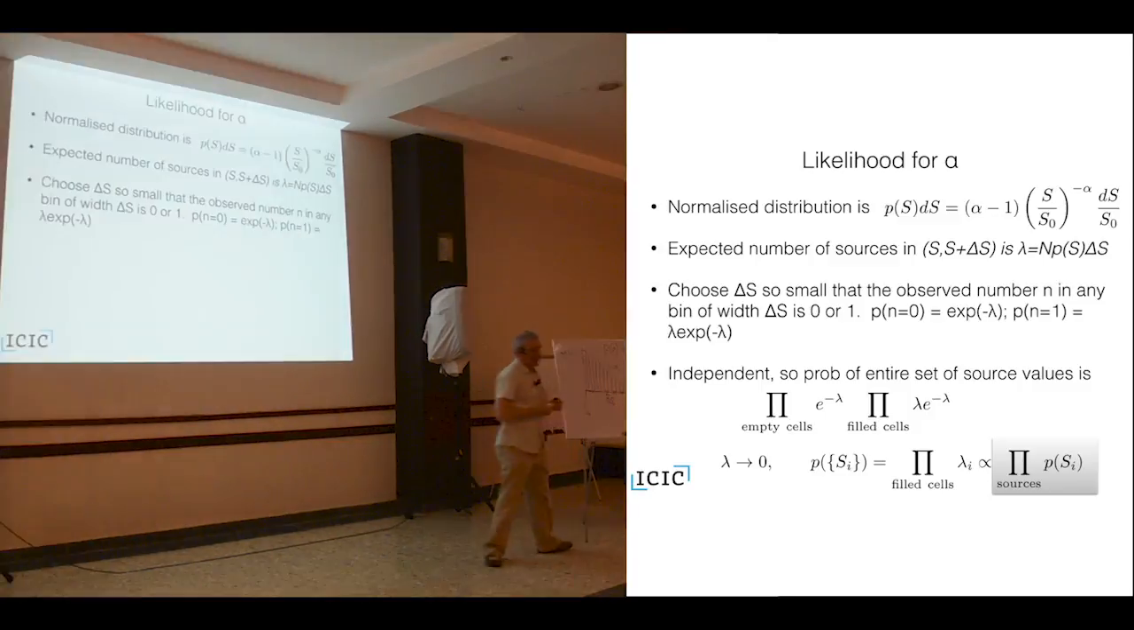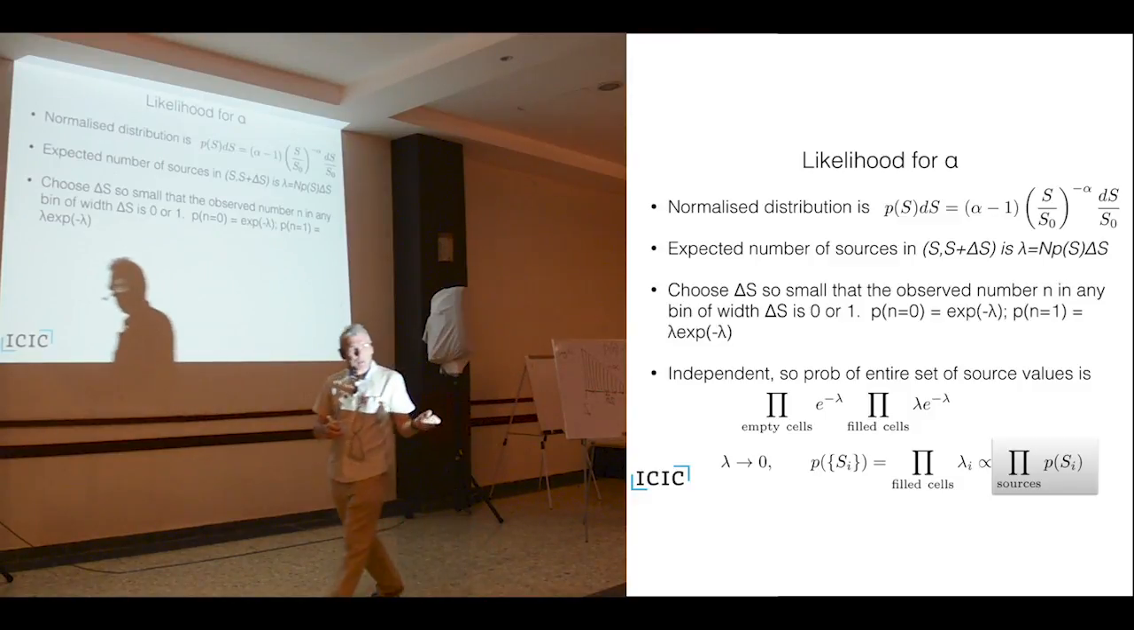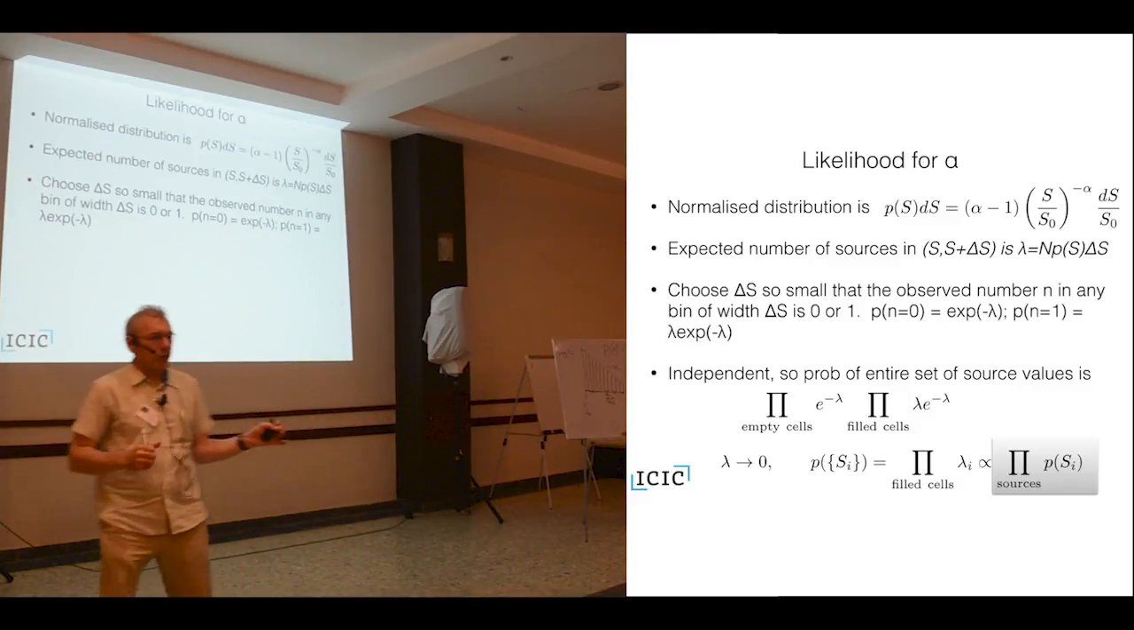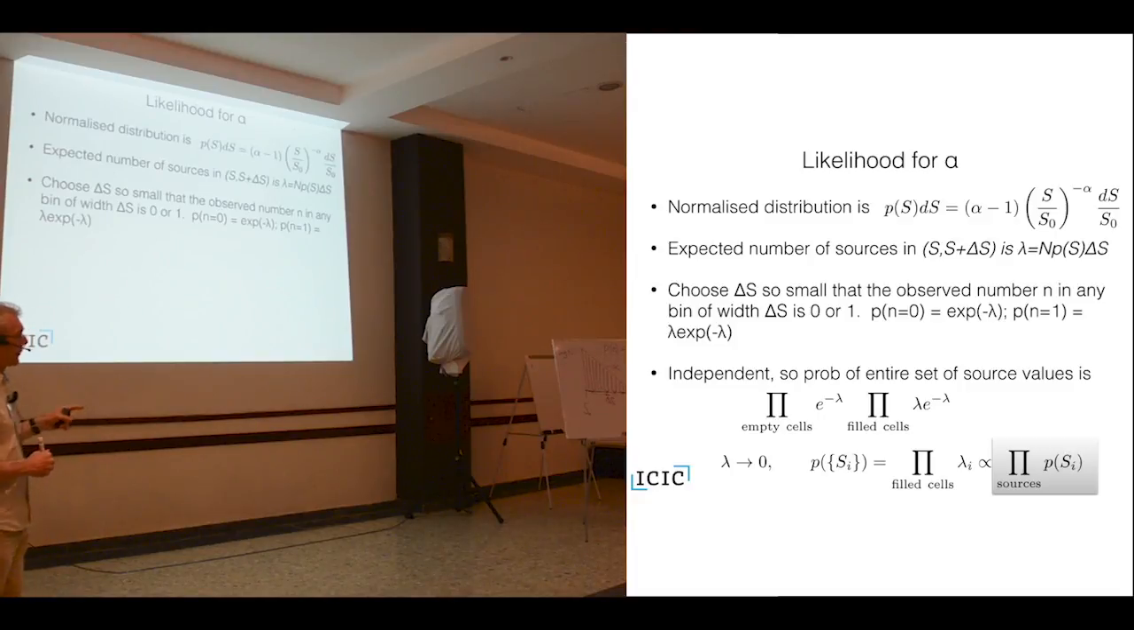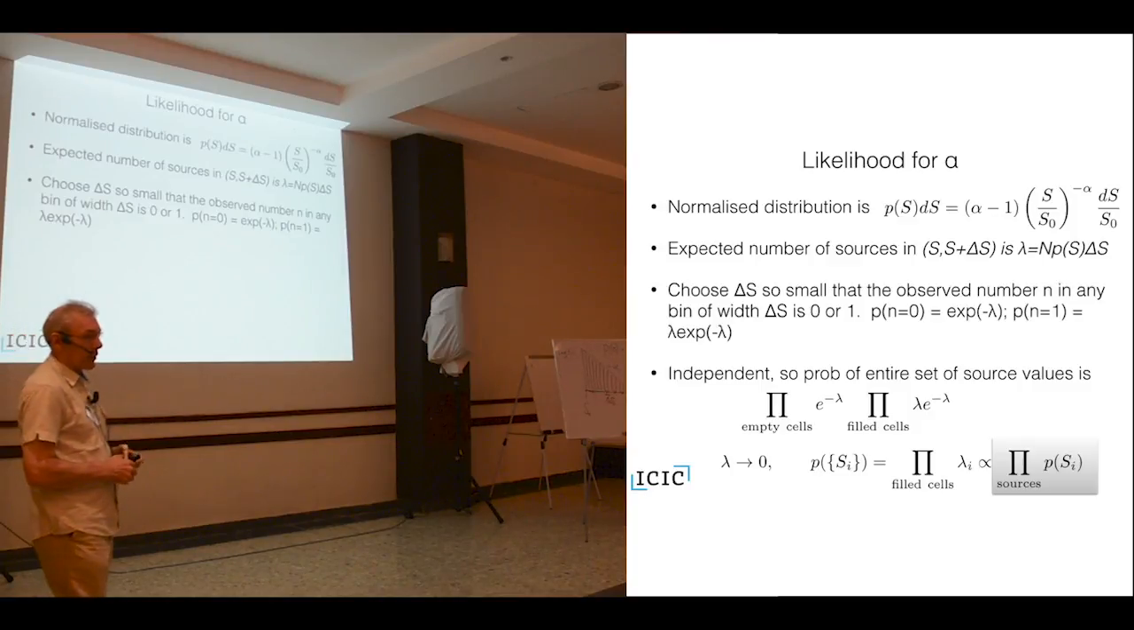So if we've chosen these bins so small that there is essentially no chance of having 2 or more sources in the bin, then the only probabilities we need to worry about are the probability of having an empty bin, which is just e to the minus lambda, and the probability of having a source in the bin, which is just lambda e to the minus lambda. So we just look at n of 0, 1.